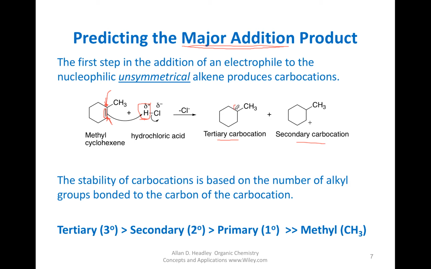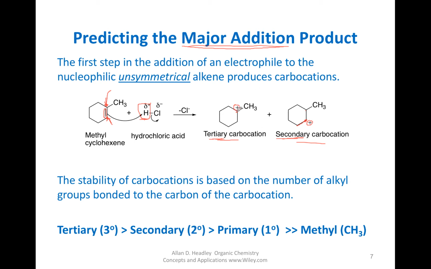This carbocation here has a positive charge on this carbon, which is bonded to 1, 2, and 3 other carbons, so therefore it is a tertiary carbocation. This carbocation here is on a carbon that's bonded to 1 and 2 other carbons. Of course, the other bond is to hydrogen, and this is described as a secondary carbocation. Now, let's see the difference between secondary and tertiary carbocation. One is more stable than the other.